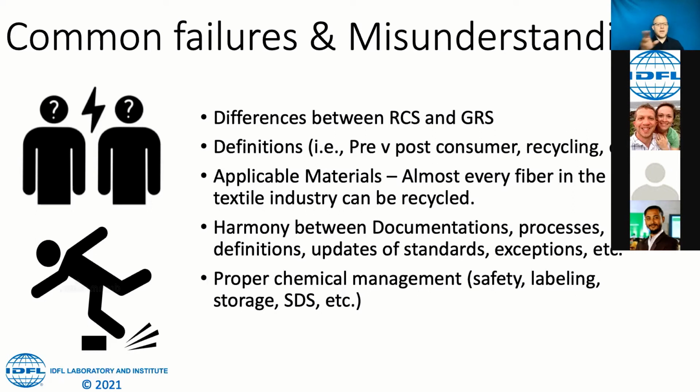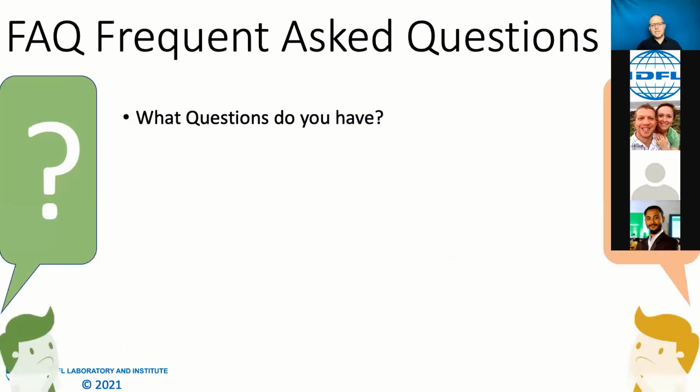This is something that I've found is very consistent with a lot of different standards, which is making sure that your internal processes match the actual standards themselves. And then as it goes from version 1.0 to 2.0, making sure that your internal standards are also going from 1.0 to 2.0. And a common problem is also the proper chemical management, the safety, the labeling, and the storage. So that basically wraps up this part about RCS and GRS.